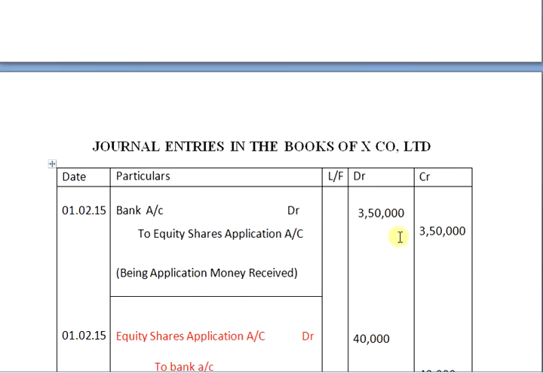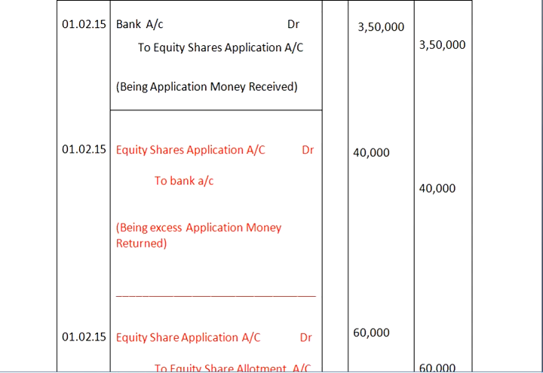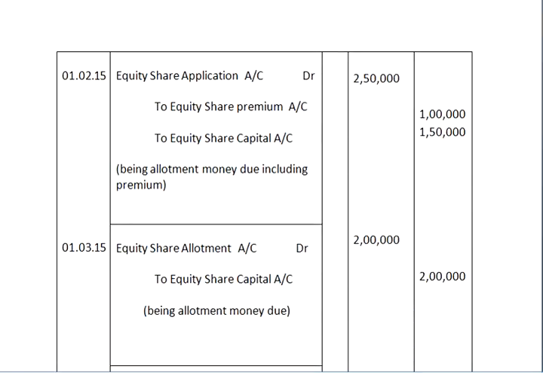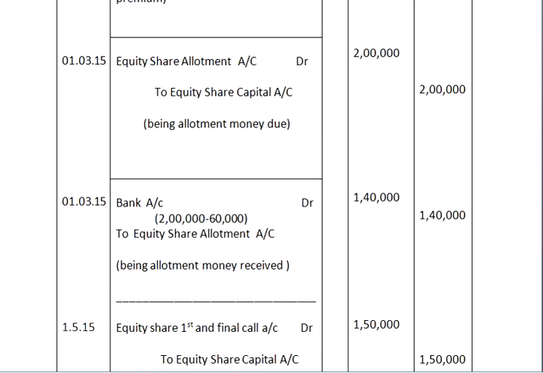Listen here, the 3,50,000 is the debit amount of the bank account, the entire application amount received. Minus 40,000 becomes 3,10,000, minus 60,000 becomes 2,50,000. This 2,50,000 is the exact amount received on the application that should be transferred to the share capital. This 2,50,000 also includes the premium amount. So to equity share premium account: the premium is 2 rupees, 50,000 into 2 becomes 1 lakh. To equity share capital account, the original application amount transferred is 1,50,000.